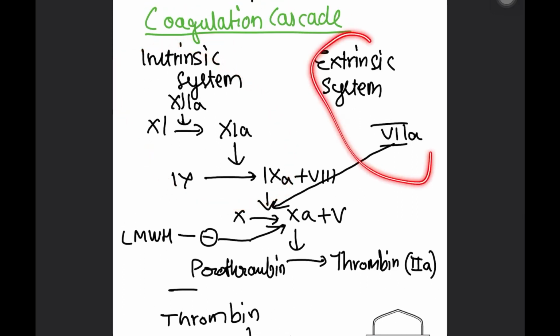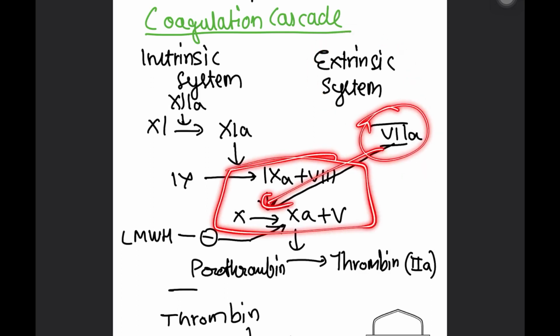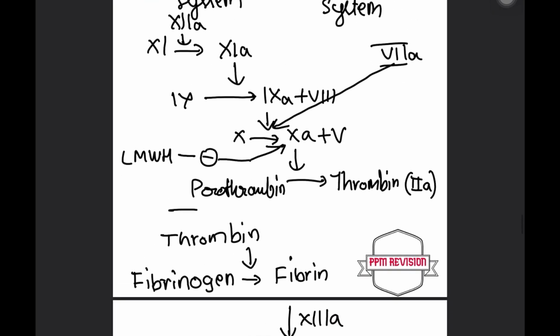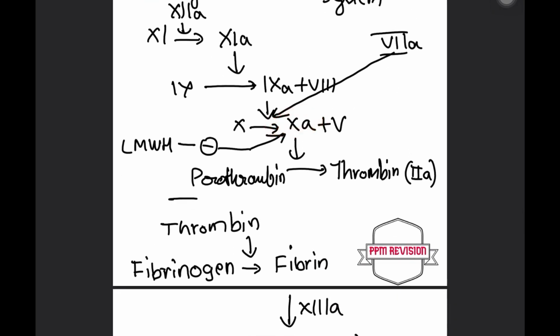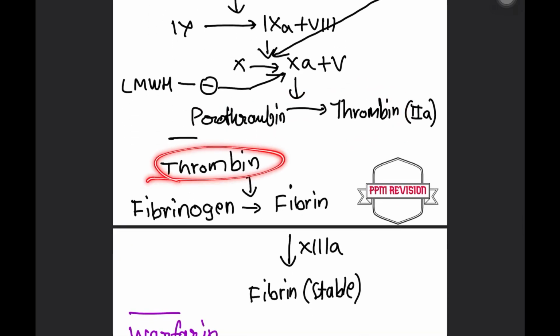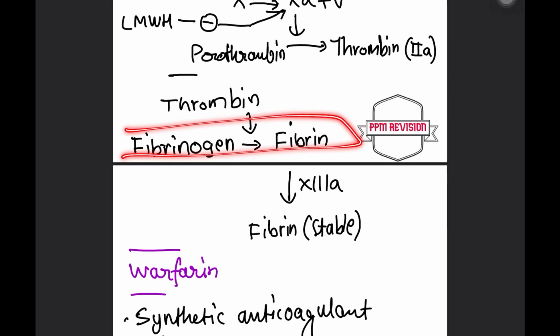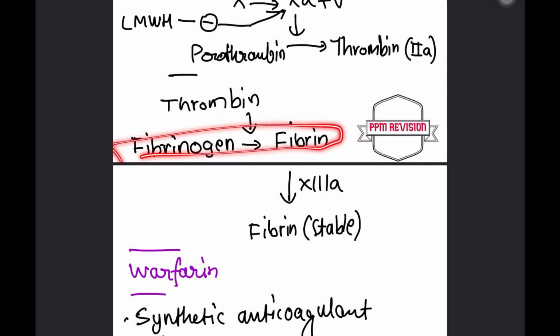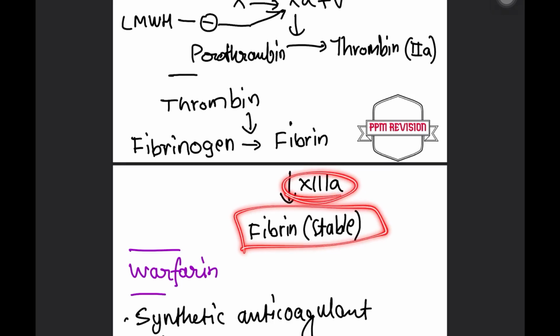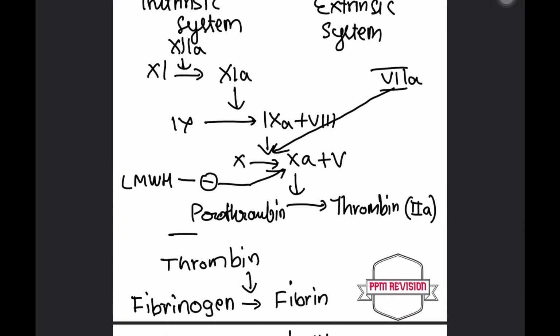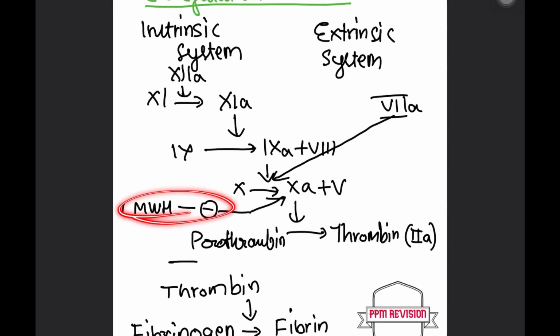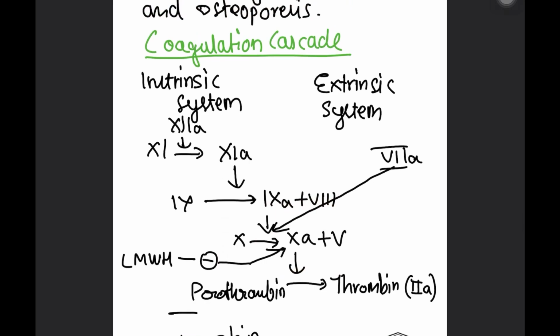Talking about the extrinsic system, it's nothing but addition of 7A directly in this step. And then moving ahead, this 10A contributes to formation of thrombin from prothrombin. And this thrombin helps in conversion of fibrinogen to fibrin. And then this fibrin is stabilized in the presence of 13A. So what is the role of LMWH? LMWH inhibits this step of the coagulation cascade.